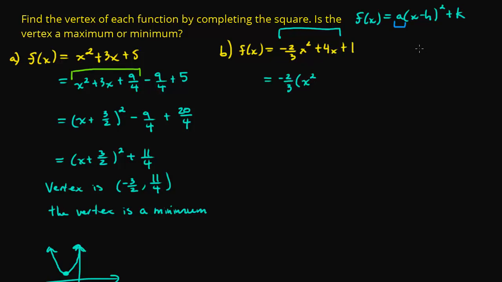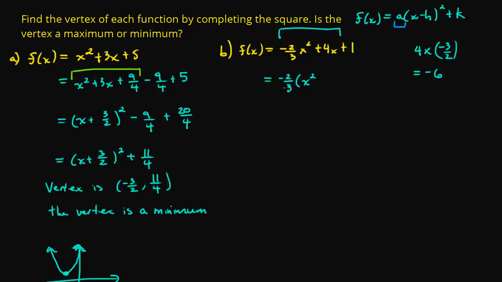So how do I do that? Well, 4 divided by negative 2 over 3. Remember that division is the same thing as multiplication by the reciprocal. So 4 divided by negative 2 over 3 is the same thing as 4 times negative 3 over 2. Well, 4 times negative 3 over 2 is equal to minus 6, because 4 divided by 2 is 2, and 2 times negative 3 is negative 6.